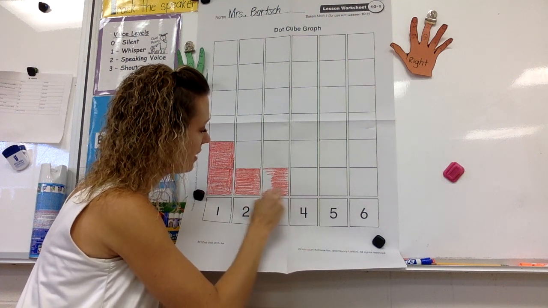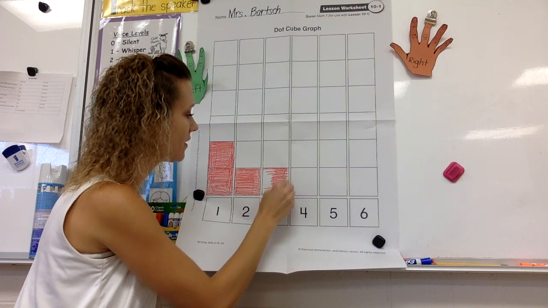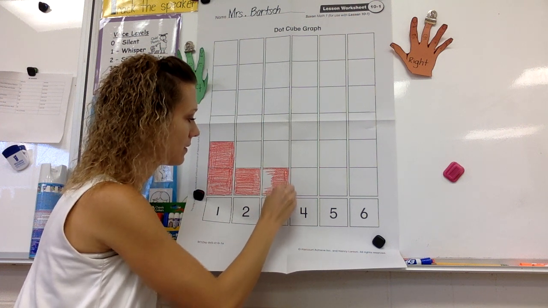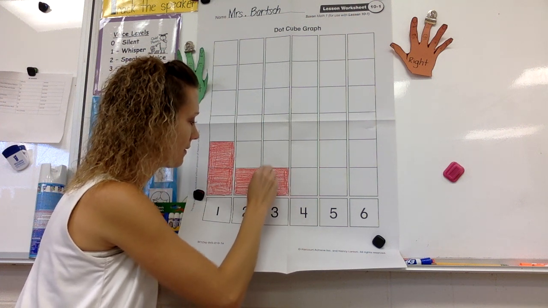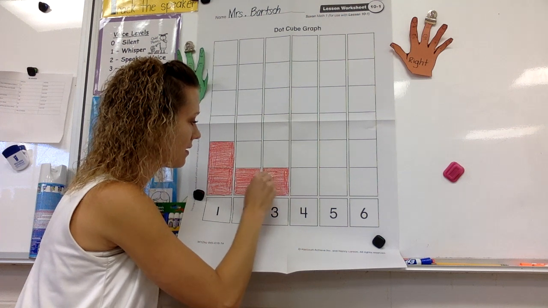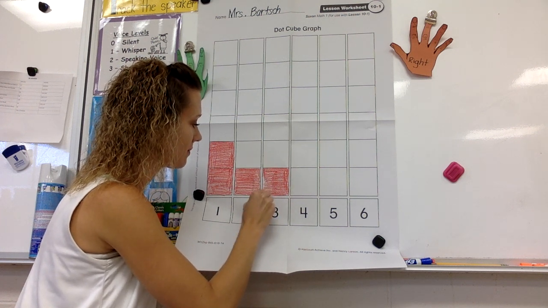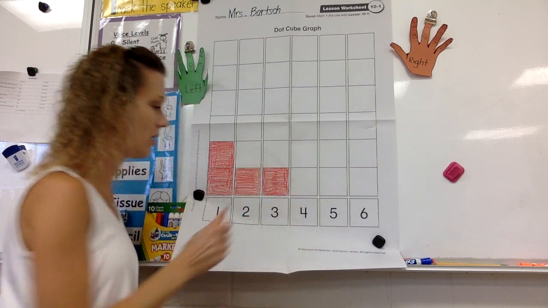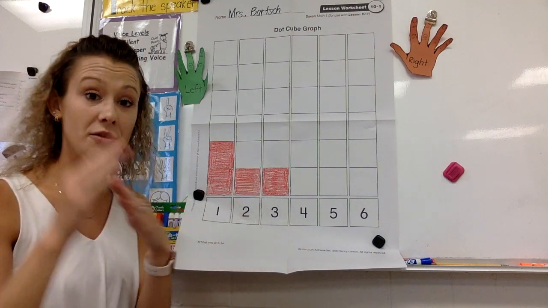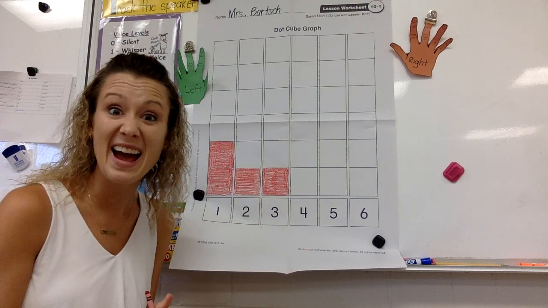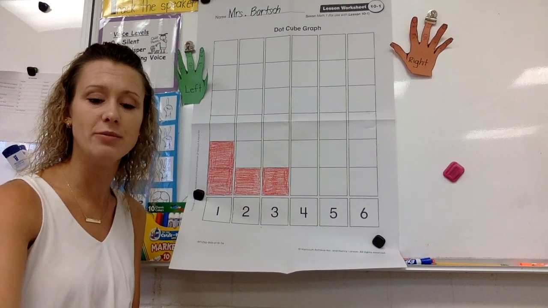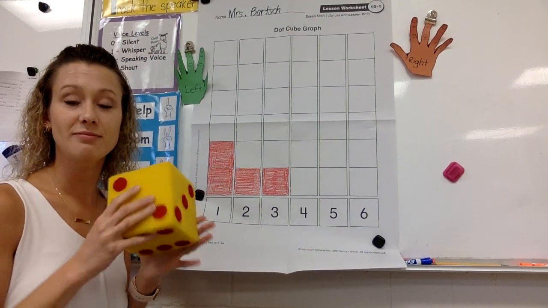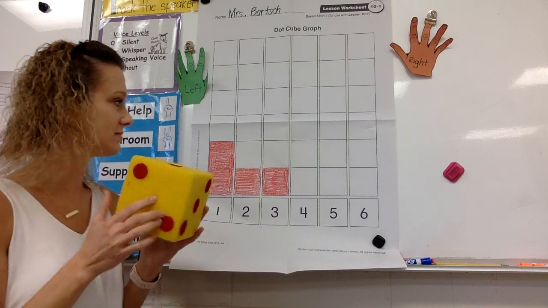We're going to see what number reaches the top first. All right. 1 still has the most, and now 2 and 3 have a tie. Yeah, for second most. Park your red when you're done. I'm going to roll again. Here we go.